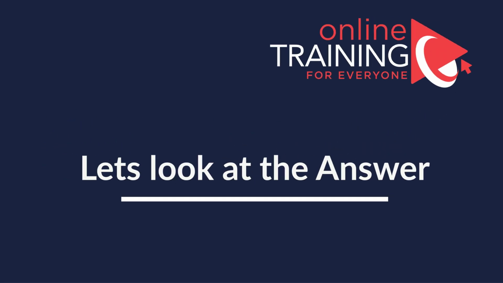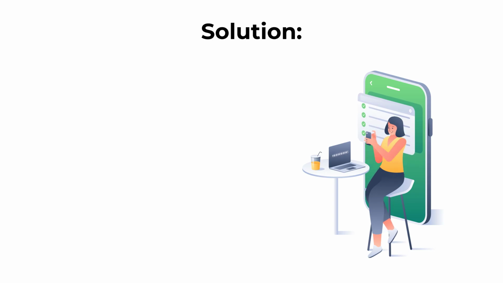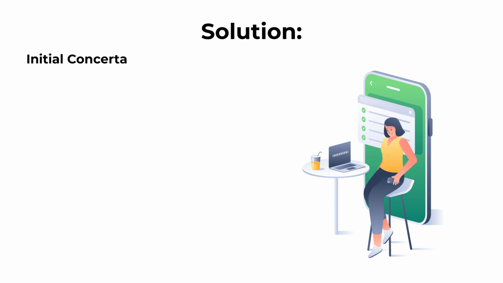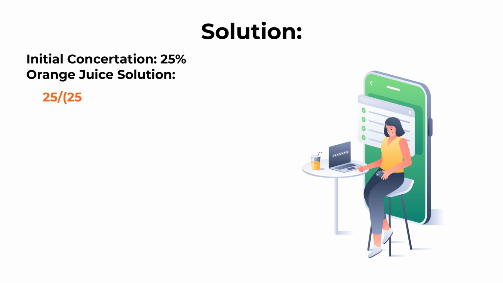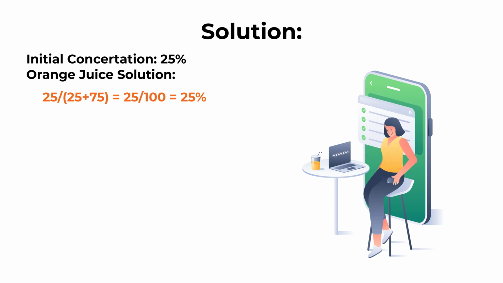One of the easiest ways to solve this challenge is to build the equation. But before building the equation, we need to understand the initial facts. Our initial concentration is 25% orange juice, which is calculated as 25 divided by 100, a 25% orange juice solution.